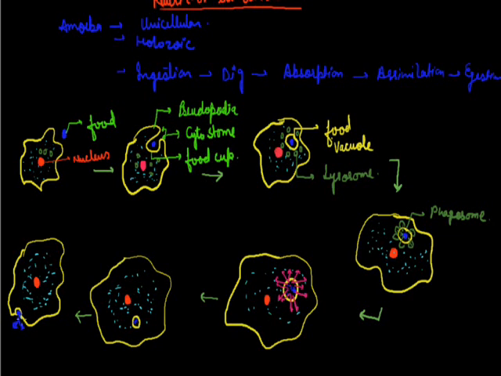For the digestion process, an anus is formed. That anus is formed by a cell. That's why it's called cell anus or known as cytopyge. With the help of cytopyge, or cell anus, this undigested food is expelled out of the body.